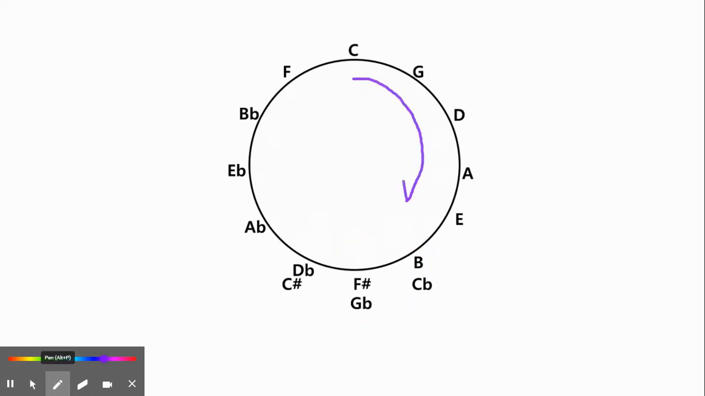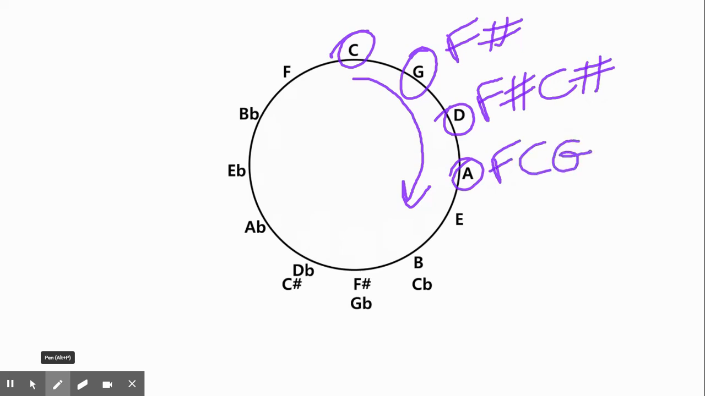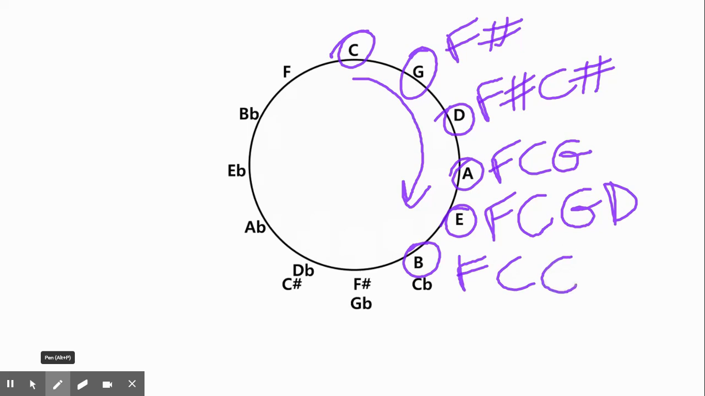Moving clockwise around the circle of fifths, every key gains one sharp as you go along. There are no sharps or flats on C. G has an F sharp. D has an F sharp and a C sharp. A has the sharps F, C, and G. E has the sharps F, C, G, and D. B has the sharps F, C, G, D, A.